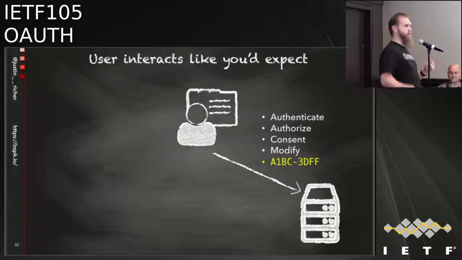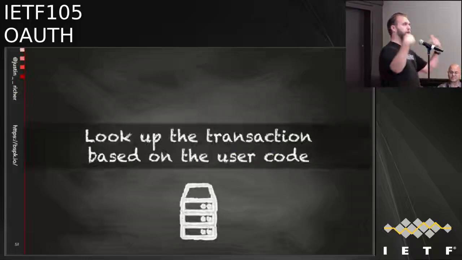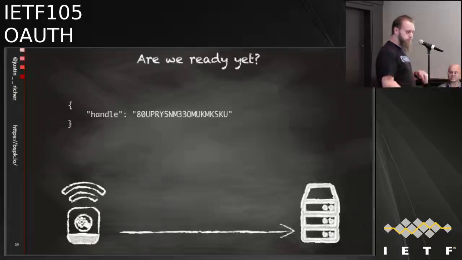User shows up, does everything that you would expect, enters the code, and then the auth server can look up the transaction based on that user code, because it can no longer do it based on the incoming URL, because it's no longer an arbitrary runtime URL. Meanwhile, the device can go and poke the server and say that I want to be able to continue this transaction. Are we ready yet?